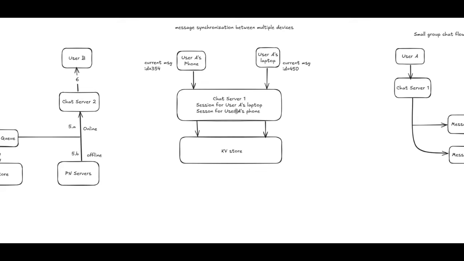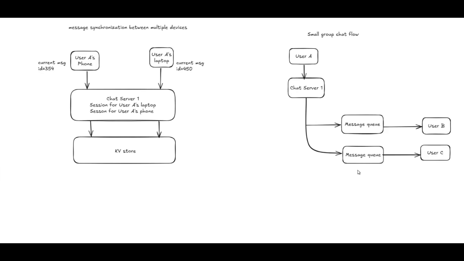Messages that satisfy the following two conditions are considered new messages. The first one is the recipient ID is equal to the current login user ID. And the second is the message ID in the key value store is larger than the current message ID. With a distinct current message ID on each device, message synchronization is easy, as each device can get new messages from the key value store. Now let's look into the small group chat flow.